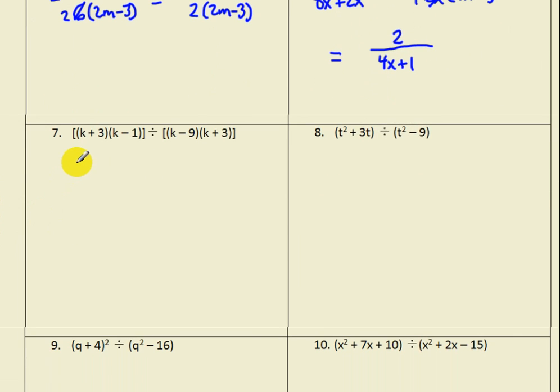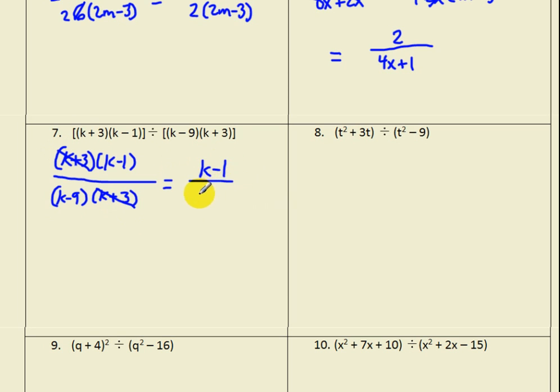Okay, number 7, here we have k plus 3 times k minus 1 all over k minus 9 times k plus 3. So notice that we have a common factor in the numerator and the denominator. So remember, we're not just canceling k, we're not just canceling the 3, we're canceling that entire factor of k plus 3, so that we're left with k minus 1 over k minus 9.